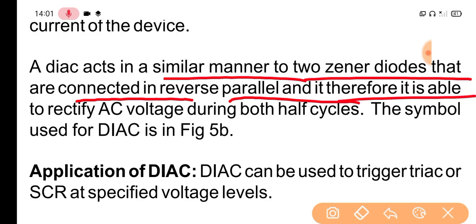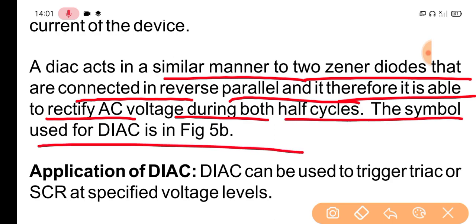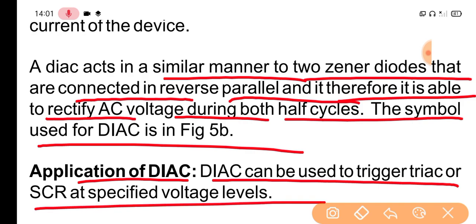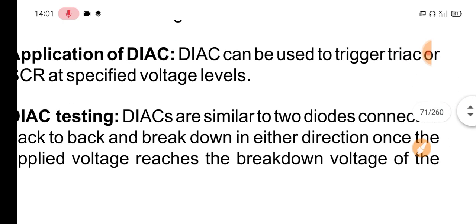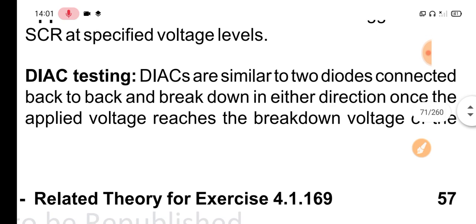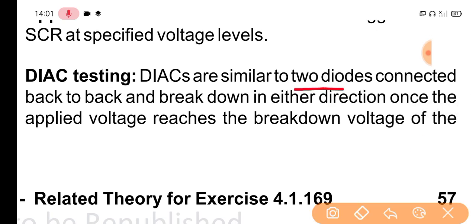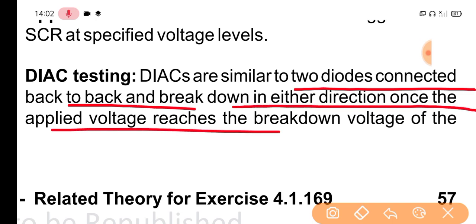and therefore it is able to conduct AC voltage during both half cycles. The symbol used for the diac is in picture 5b. A diac can be used to trigger a triac or SCR at specified voltage levels. Diacs are similar to diodes connected back to back and break down in either direction once the applied voltage reaches the breakdown voltage of the diac.